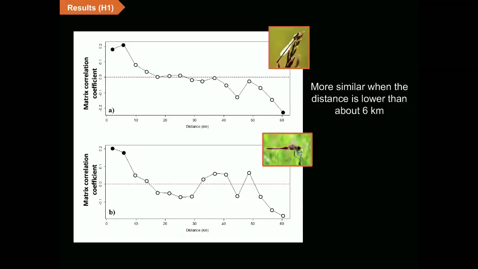The results. First, we use a Mantel correlogram to show the similarity between our assemblages according to the distance between ponds. And for the two suborders, we found that we had more similar assemblages when the distance was lower than 6 kilometers.